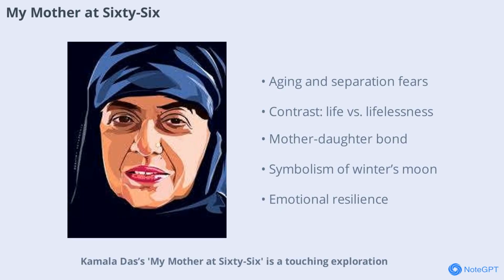Kamala's My Mother at 66 is a touching exploration of the bond between a daughter and her aging mother. The poem captures a moment during a car ride, where the poet observes her mother's frailty and is struck by the fear of losing her. The mother's ashen face, likened to a corpse, contrasts sharply with the vibrant life outside, the sprinting trees and playful children. This juxtaposition highlights the inevitability of aging and the pain of impending separation.